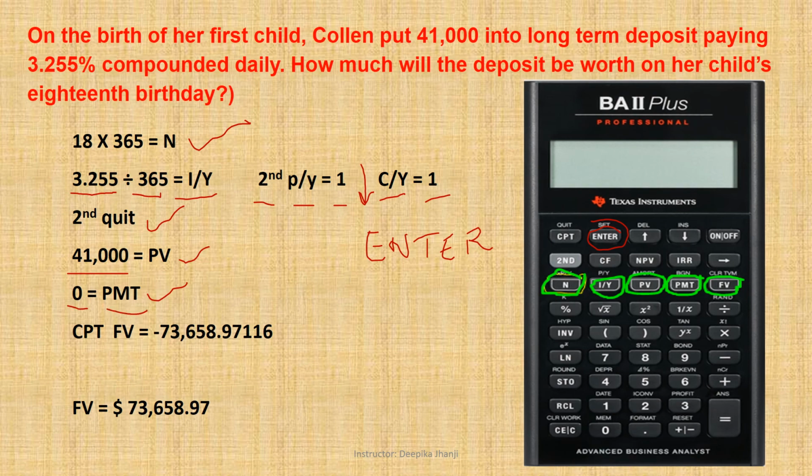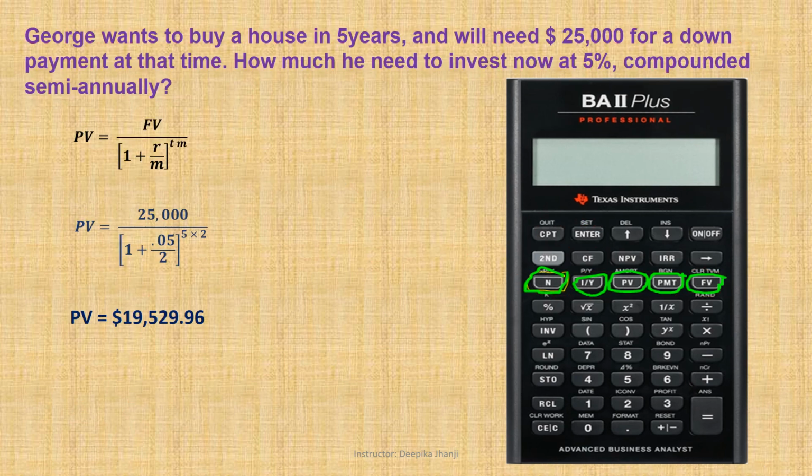Now, next, compute FV. Once you input all the 4 variables, to compute the 5th variable, you will use the CPT key, CPT FV, right? And your screen will again show you a negative number. You can consider it as positive. This negative is for the cash flow. So the future value, that is after 18 years, Colin will get 73,658.97.